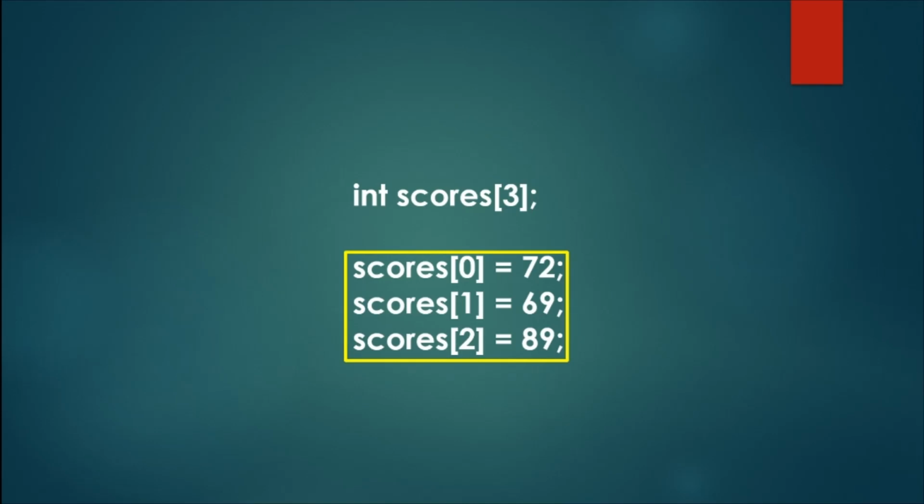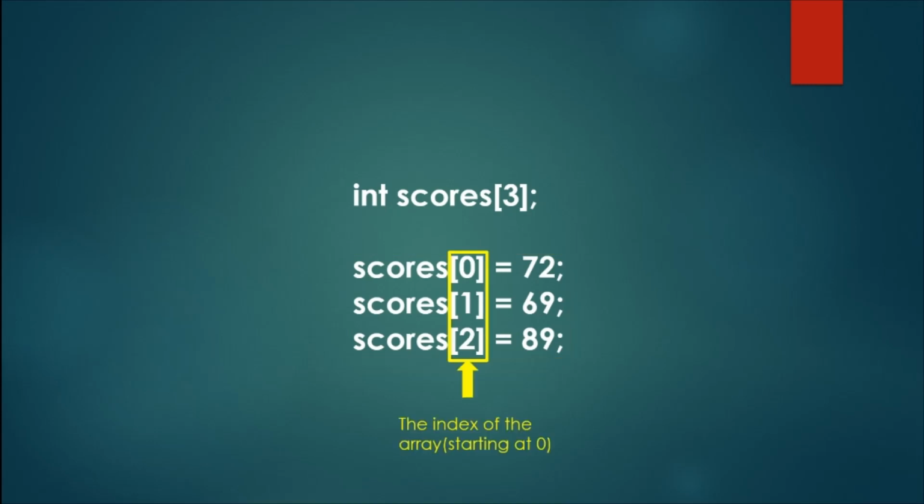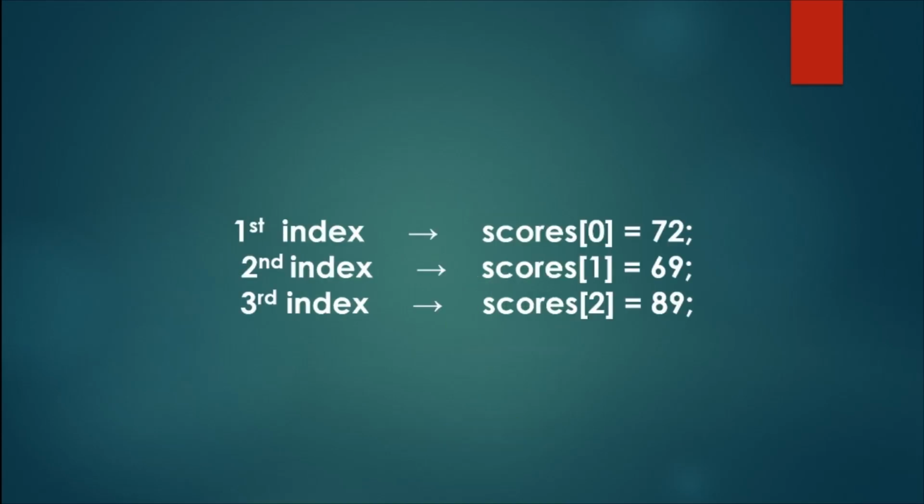When we use this array, however, like on these last 3 lines, you don't use int again, just like you don't mention int again once a variable exists. You do still use the square brackets, but the number you put in these square brackets determines which location of the array you want to go. And again, arrays are 0 indexed, meaning that the first index of the array is scores bracket 0, the next is scores bracket 1, and the final is scores bracket 2, for a total of 3 locations.